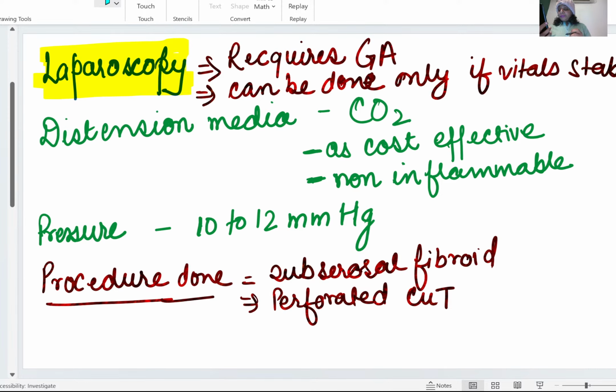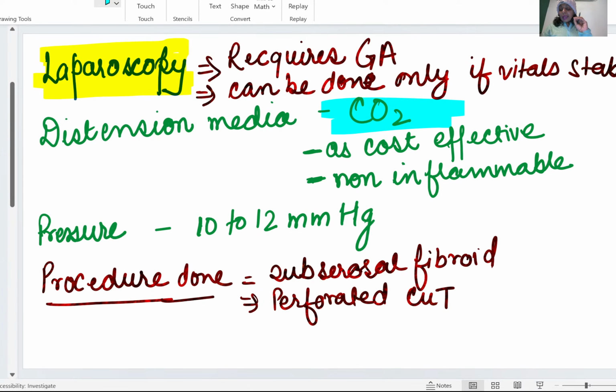Tell me, what is the distension media? It is a gas. Okay, which gas is it? Carbon dioxide. No, beta Isra, we are talking of laparoscopy, the peritoneal cavity. Why do we use carbon dioxide?